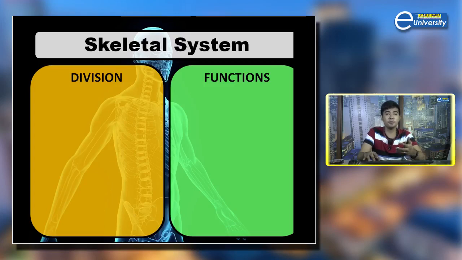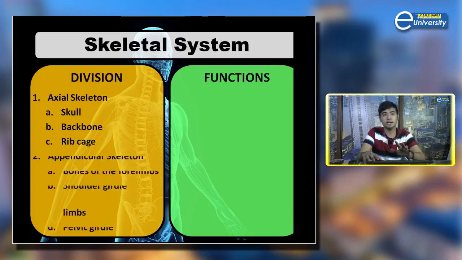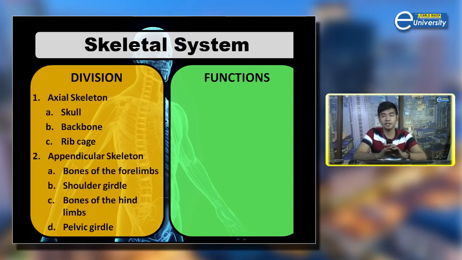Now we're going to proceed to the framework of our body, the system responsible for the fundamental foundation of our body. That system is the skeletal system. The skeletal system is divided into two: the axial skeleton and the appendicular skeleton. The axial skeleton is made up of the skull, backbone, and the rib cage, while the appendicular skeleton is made up of the bones of the forelimbs, shoulder girdle, bones of the hind limbs, and the pelvic girdle.